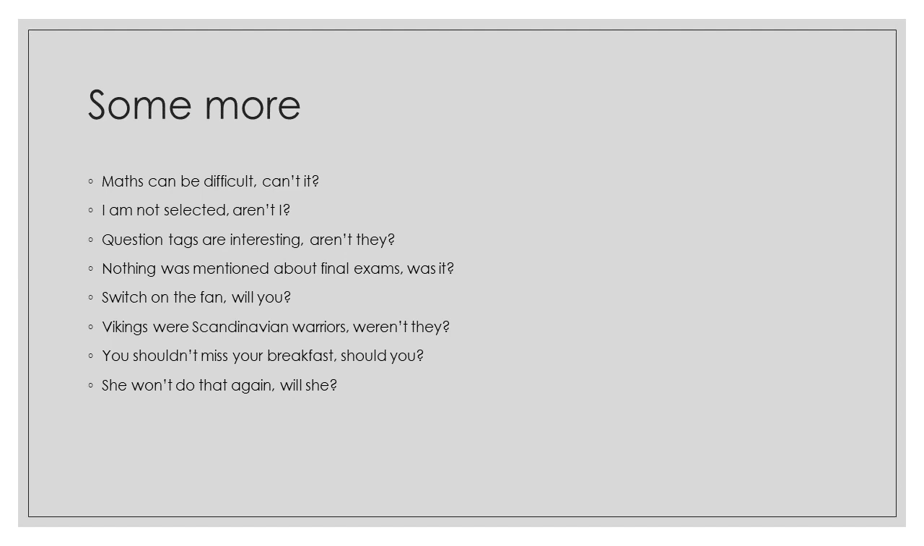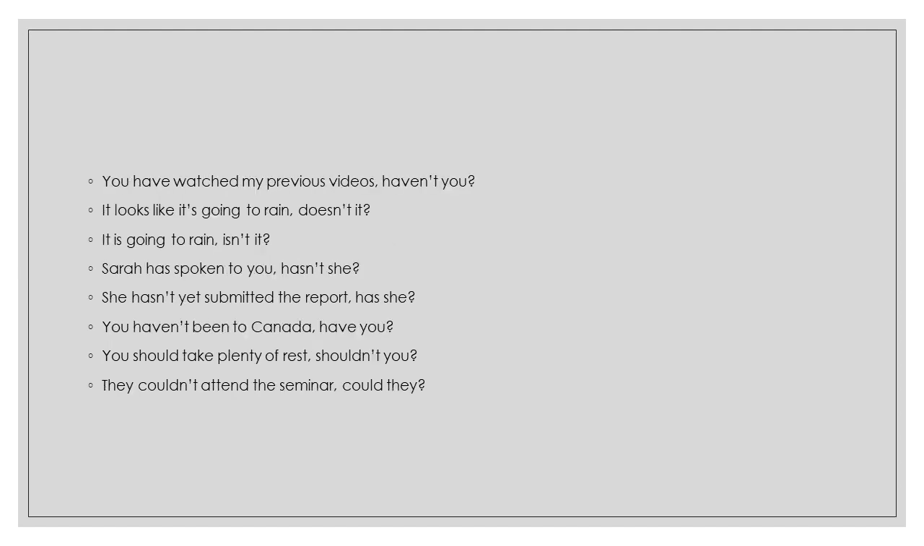Next one. This is another auxiliary or modal verb as well. You shouldn't miss your breakfast. You're saying it as a suggestion, maybe a child has missed a breakfast, so the teacher could say this. You shouldn't miss your breakfast. And then the opposite of shouldn't is should. You remains you, so should you. She won't do that again. Won't is a contraction of will not. So, will she? The subject is a pronoun in the sentence, so we are not going to change that. Let's look at some more examples just to make it clearer.